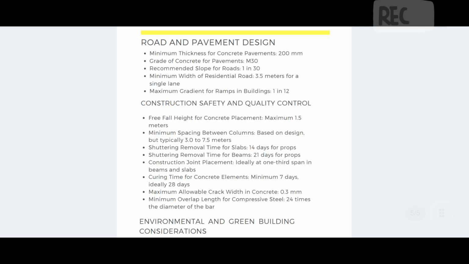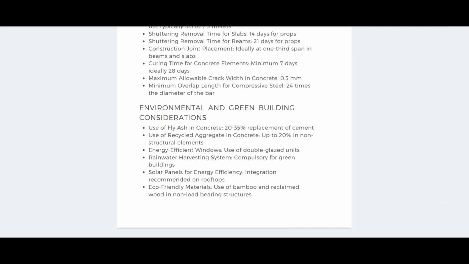Curing time for concrete elements minimum 7 days, ideally 28 days. Maximum allowable crack width in concrete is 0.3 mm. Minimum overlap length of compressive steel 24 times the diameter of that bar, 24 times D.